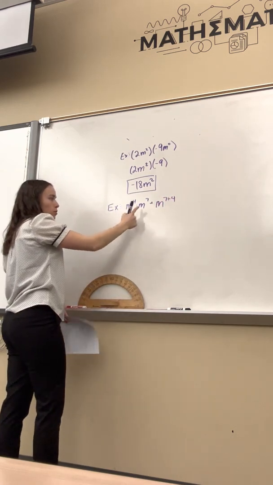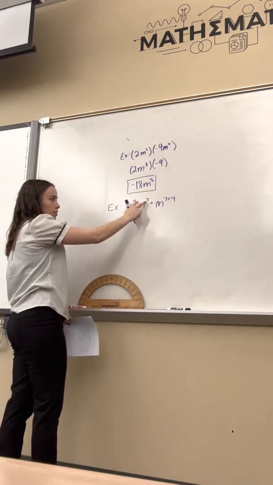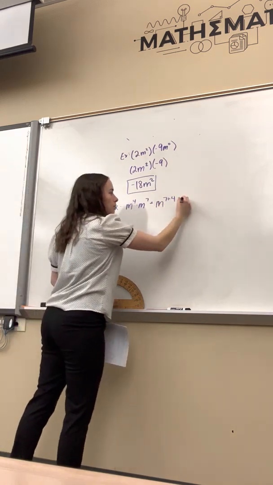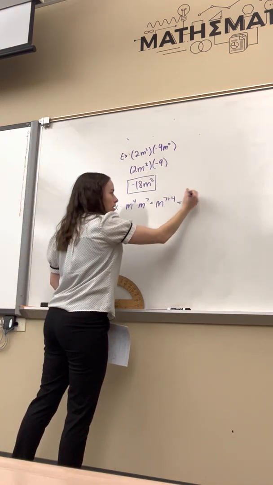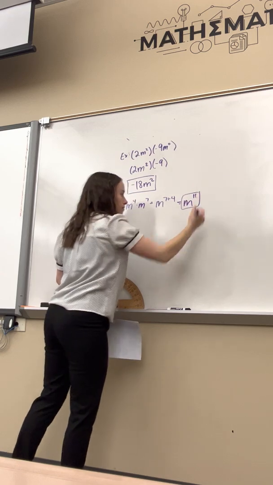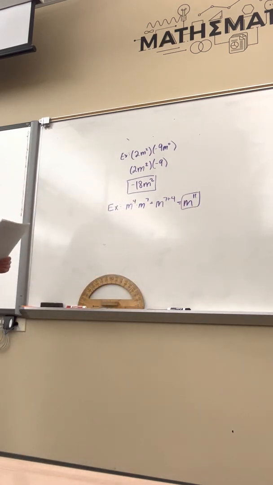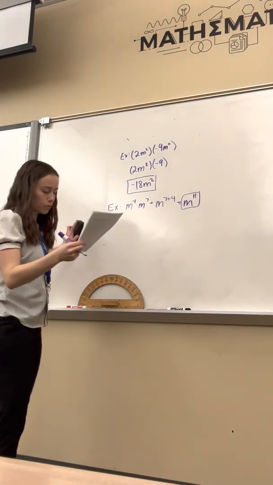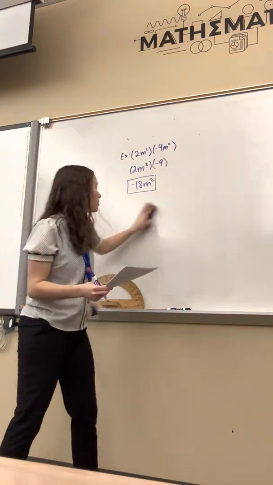Okay, so we have m to the 4th times m to the 7th, same base, so we add the exponents, and we get m to the 11th power. All right. Now we're moving into some of the more tricky ones. I've got about 3 examples of tricky ones.